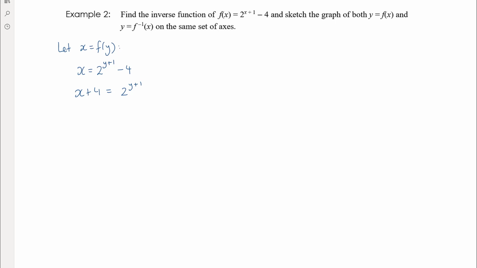So it's going to be log base 2 of x plus 4 equals y plus 1. And then we can take away 1. So y equals log base 2 of x plus 4 minus 1. So that is my inverse function. So log base 2 of x plus 4 minus 1.